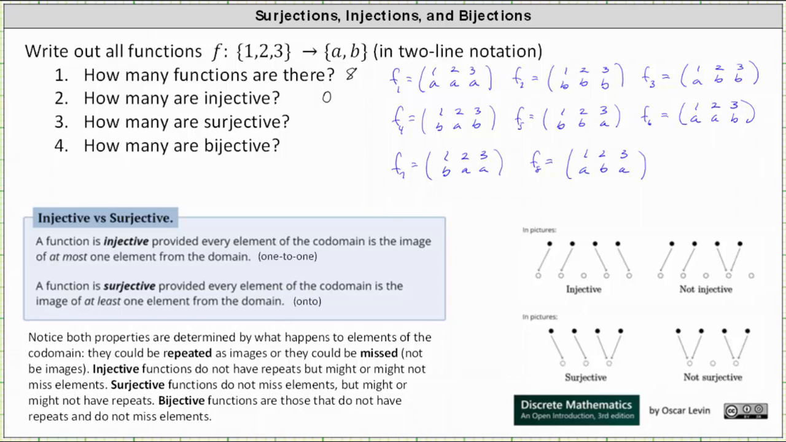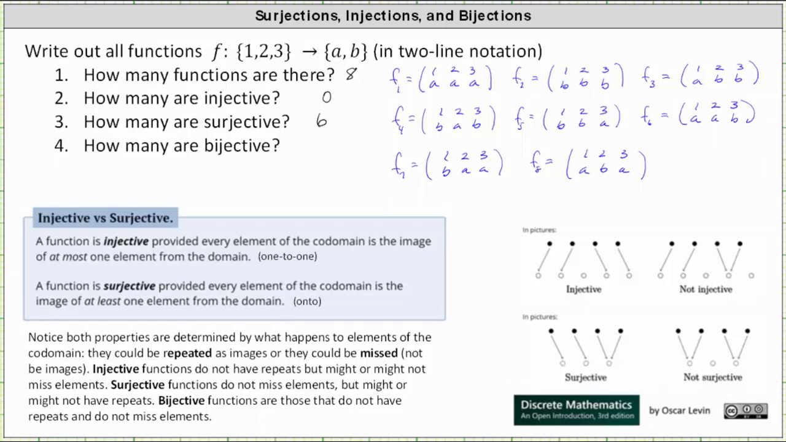However, functions f sub 3 through f sub 8 are surjective, again because in each case, the elements a and b from the codomain are images of at least one element from the domain. In some cases, it's an image of 1. In other cases, it's an image of 2 elements from the domain. So there are 6 surjective functions.